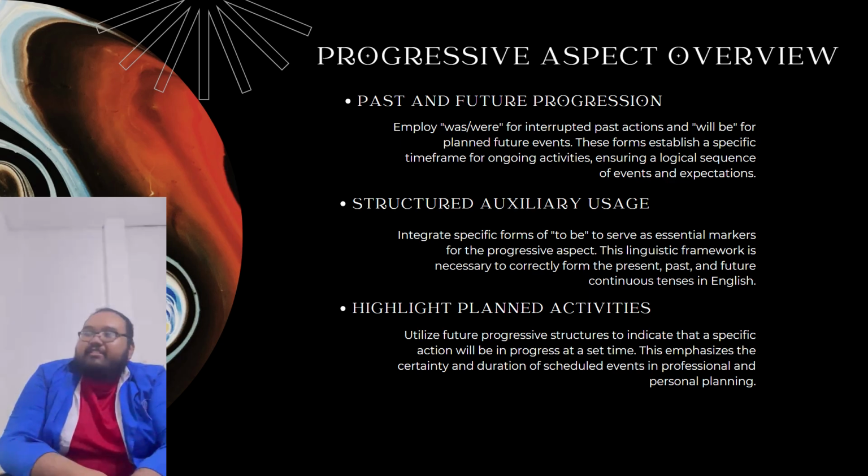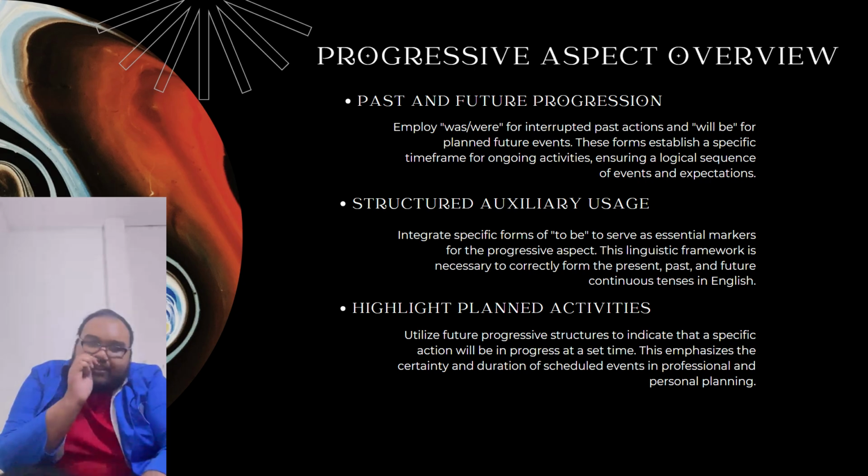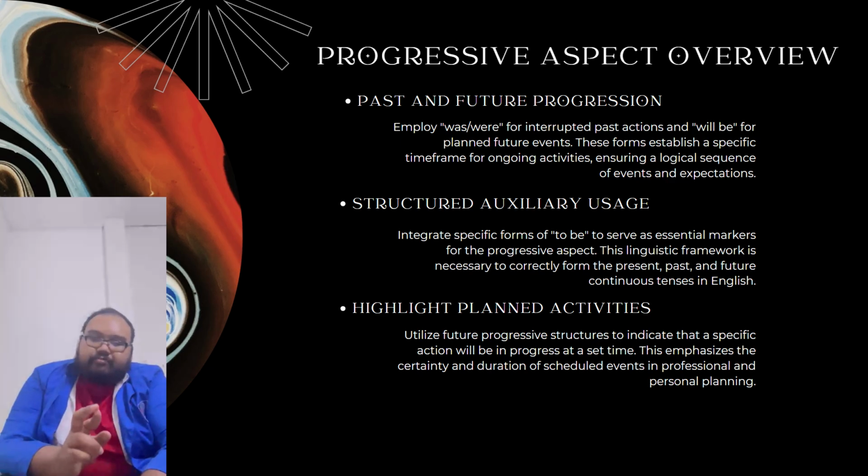Structure, auxiliary usage. Integrate specific forms of to be to serve as essential markers for the progressive aspect. This linguistic framework is necessary to correctly form the present, past, and future continuous tense in English.